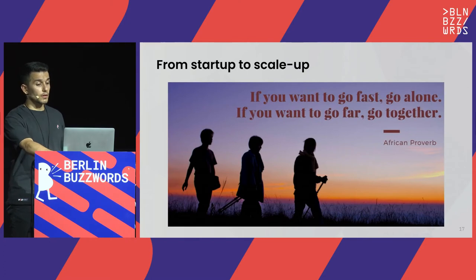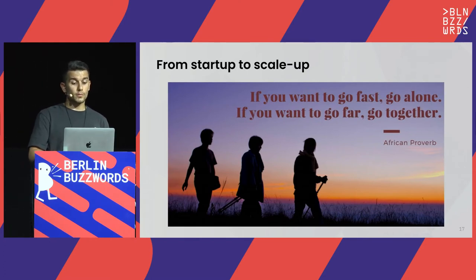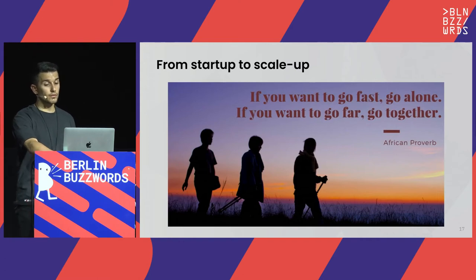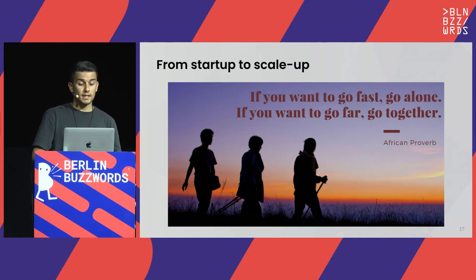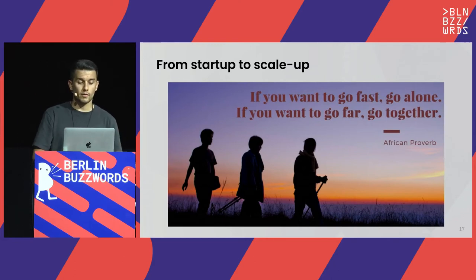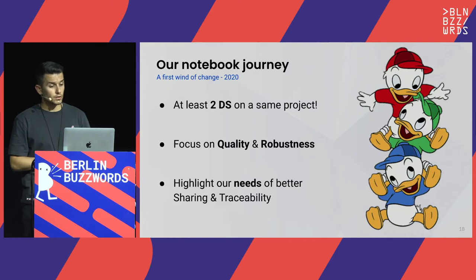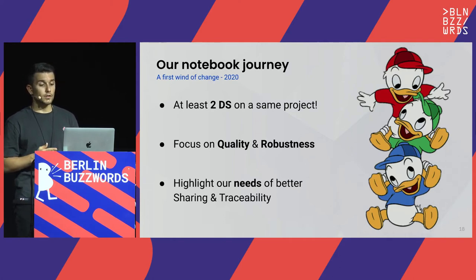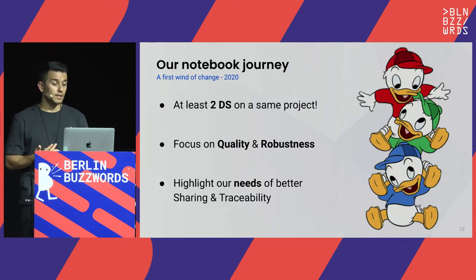And entering the scale-up phase of the company and the data team led to a paradigm shift. We wanted to go far instead of going fast. And as the proverb says, if you want to go fast, go alone. If you want to go far, go together. That's why, starting 2020, we decided to be at least two data scientists on the same project.